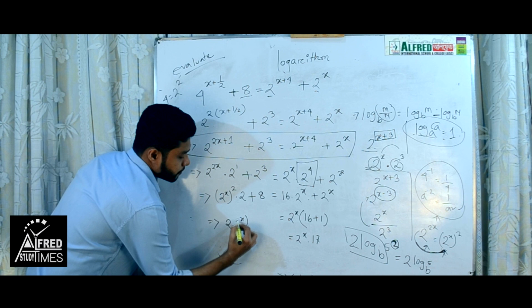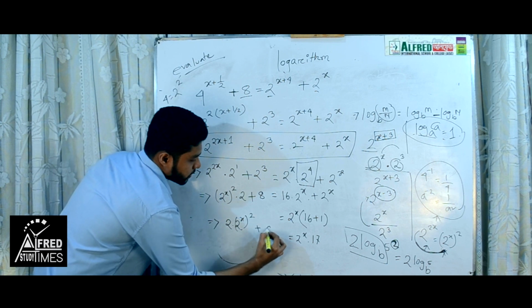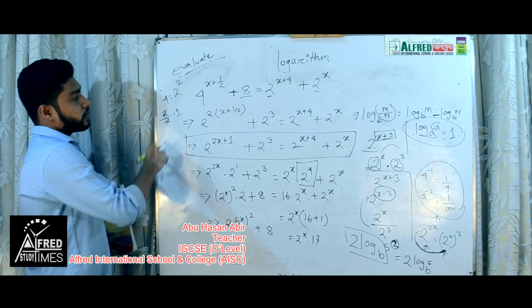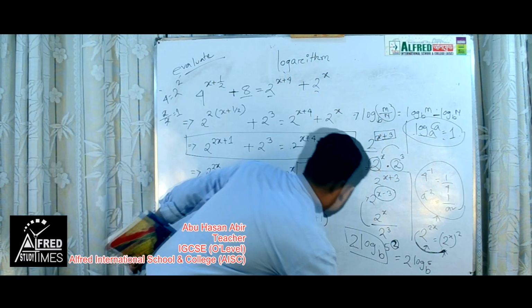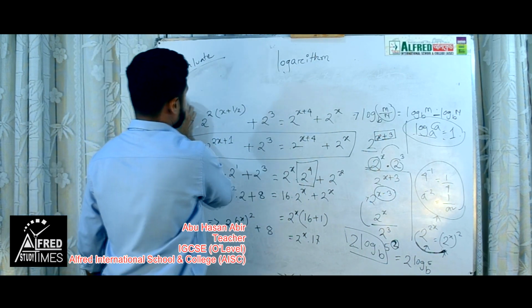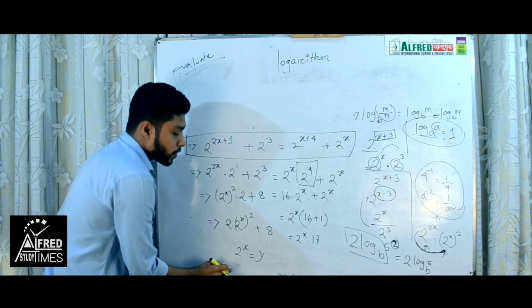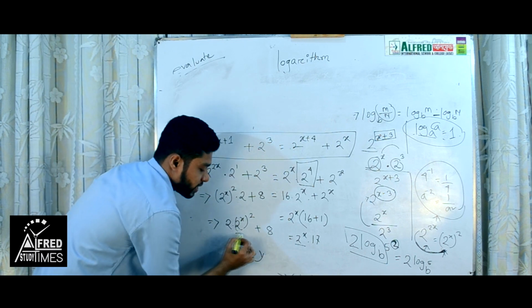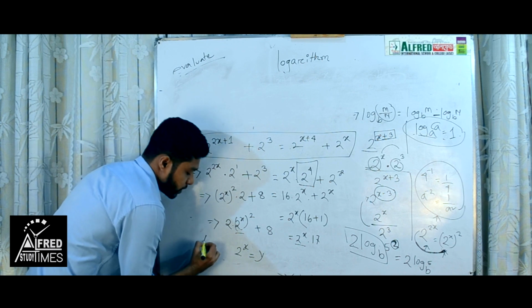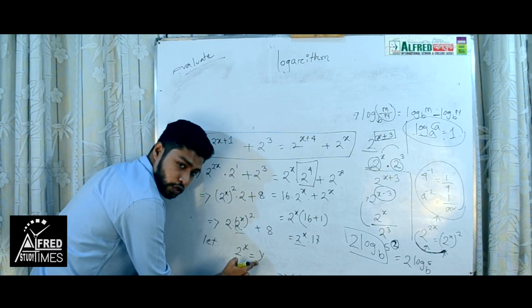Okay, and you can write 2 to the power 2x square plus 8. Okay, you can write it. Now I have to erase it there, but there is no space, so move here. This is the most difficult we can do, but we can take y. So let 2 to the power x be equal to y.